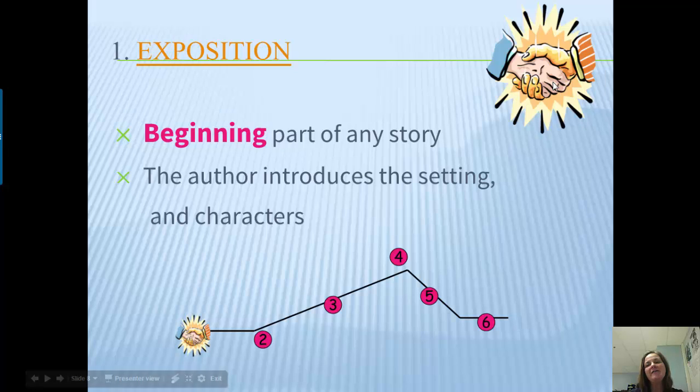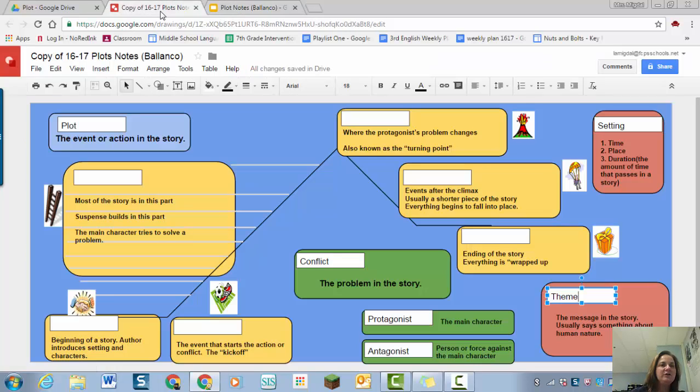We use the symbol of a handshake because this is where you meet the story. You shake hands with someone when you meet them. So the author is introducing the story to you, and so you're kind of meeting the story. It's where you meet the setting and the characters. So over here on your little plot diagram, we're going to put that right here, the word exposition. Okay? It's right here at the very beginning.